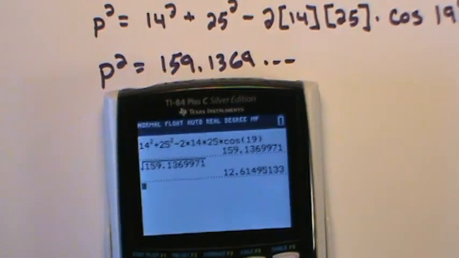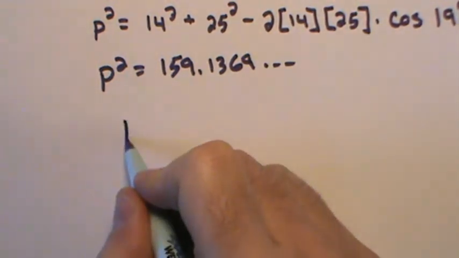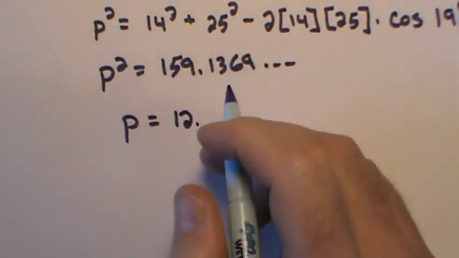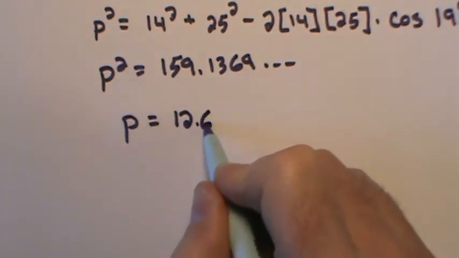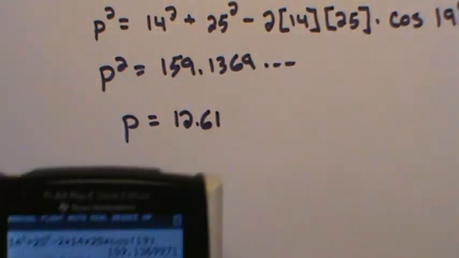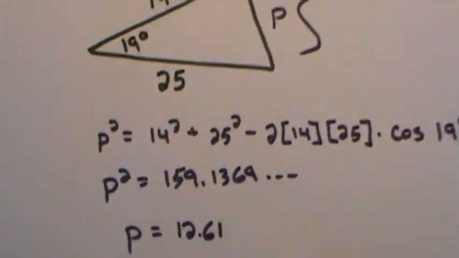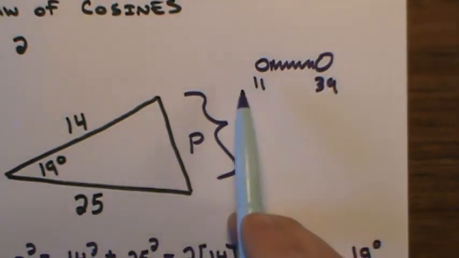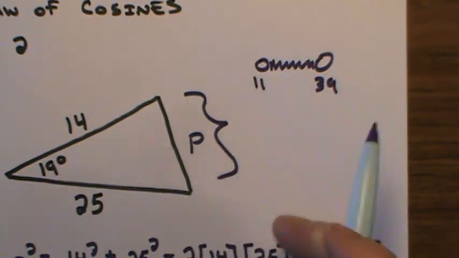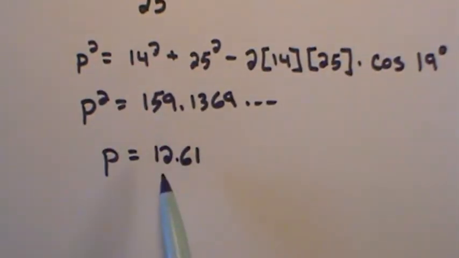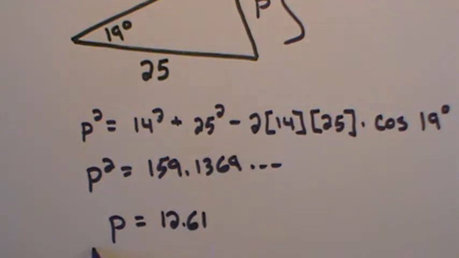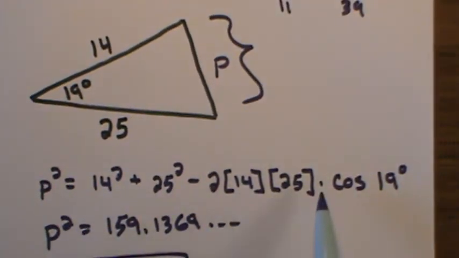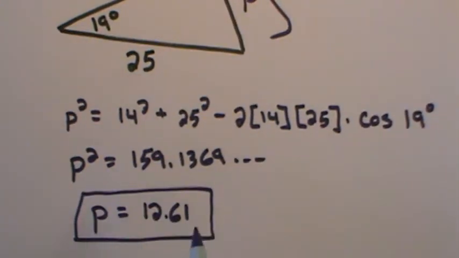As I root it, I'm getting little p is equal to, we'll go 2 decimal places, 12.61. And that jives with what I was saying. I expected a side length to be somewhere between 11 and 39, and it is. So to find that side, I used the law of cosines.